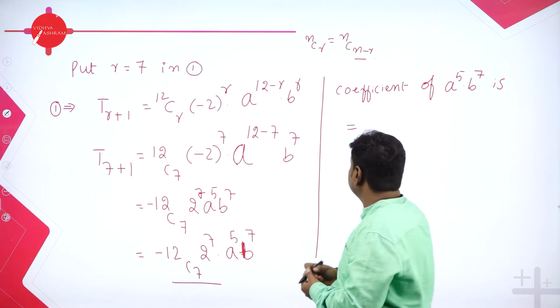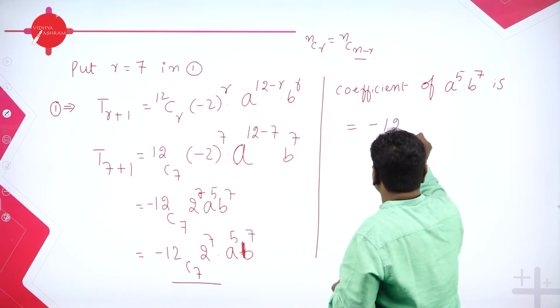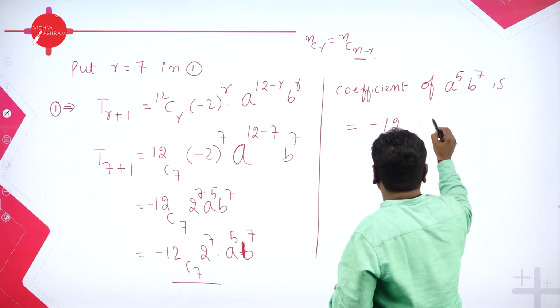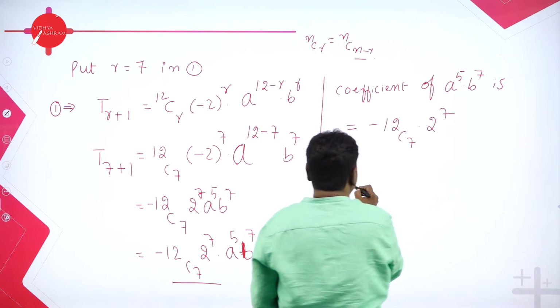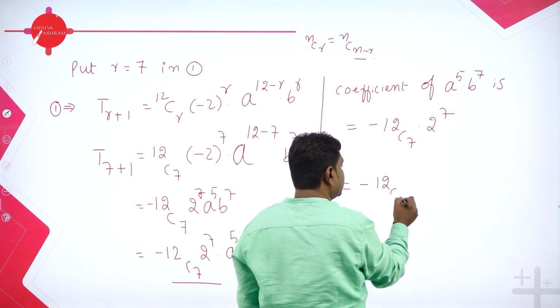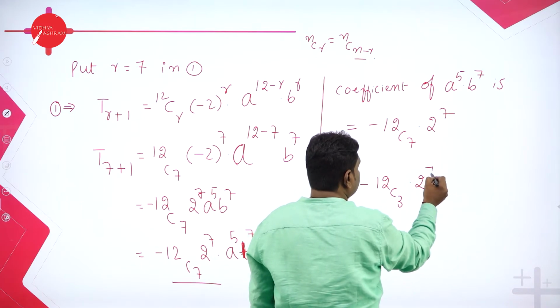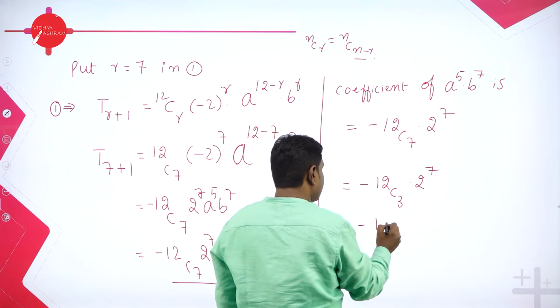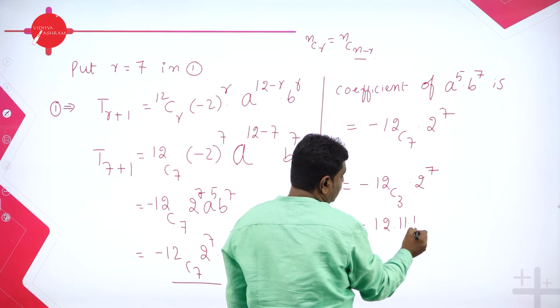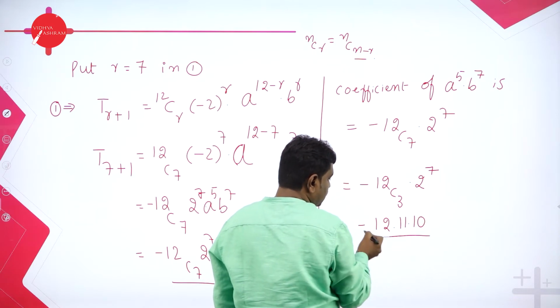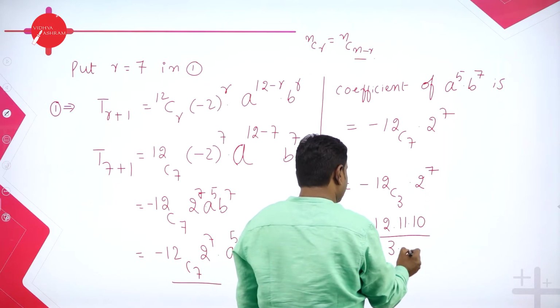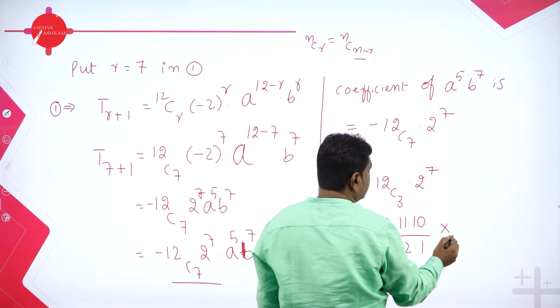This underlined part, that is negative 12c7 into 2 power 7, or you can also say this as negative 12c3 into 2 power 7. You know 12c3 is what? 12 into 11 into 10 divided by 3 into 2 into 1, into 2 power 7.